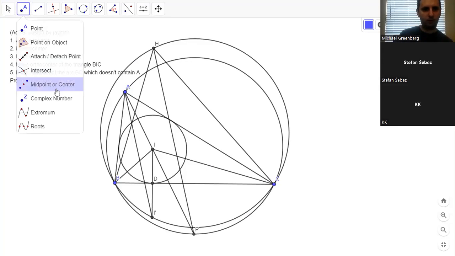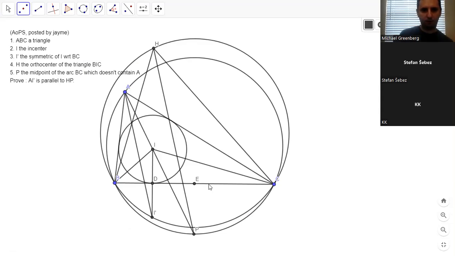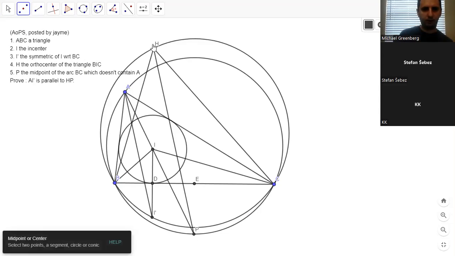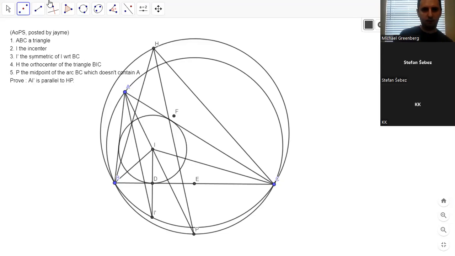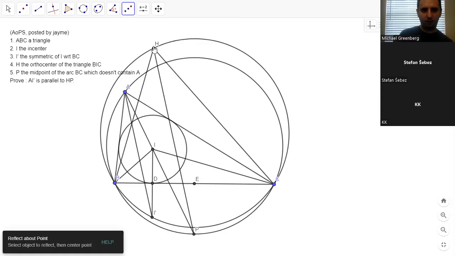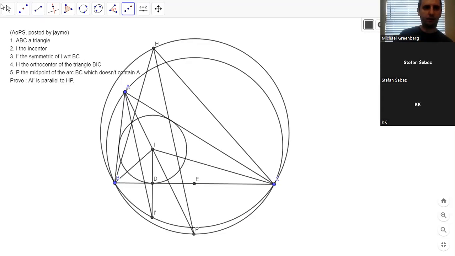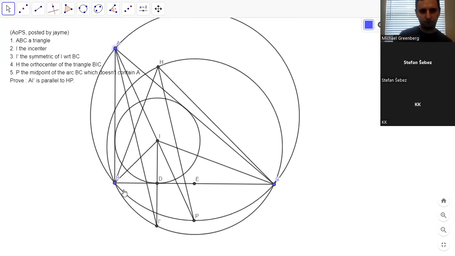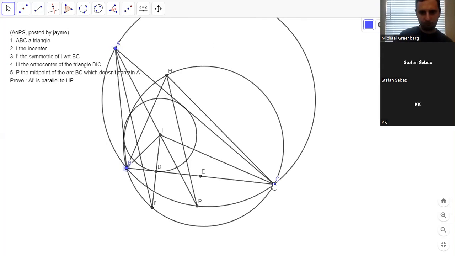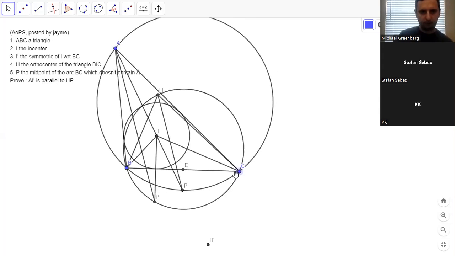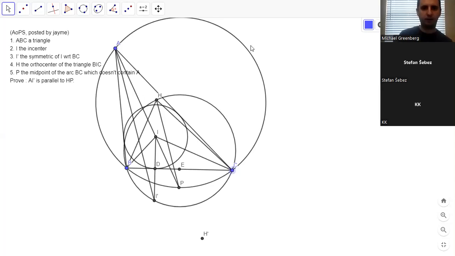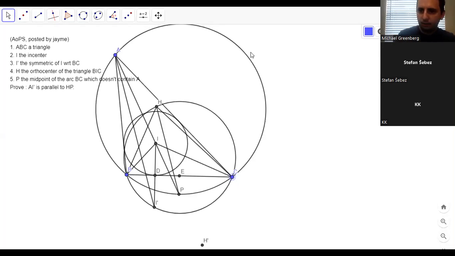I think I've seen this before. So if I reflect H over E, I'm going to have to shrink the diagram a little bit. I wonder if H prime, A, and I are collinear, just because I think I've seen this before. So there's H prime, and yeah, H prime lies on AI. Let's see. Add the A midline of triangle ABC. It's the polar of H with respect to I.